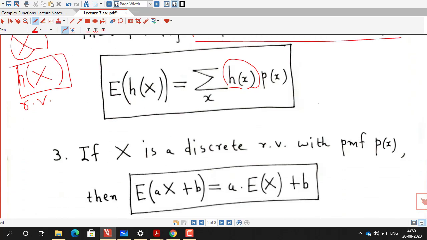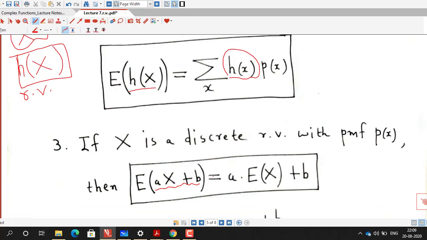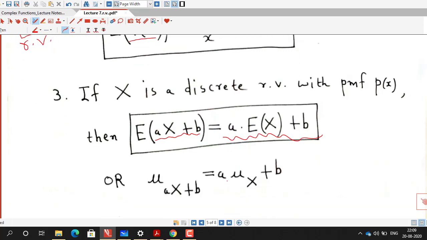And if our function h of x is a linear function, then the expected value of aX plus b is nothing but a into expected value of X plus b. That means expected value is a linear operator. We can take this a outside, so a into expected value of X plus b. This we can rewrite in another notation as mean of random variable aX plus b equals a into mean of random variable X plus b.